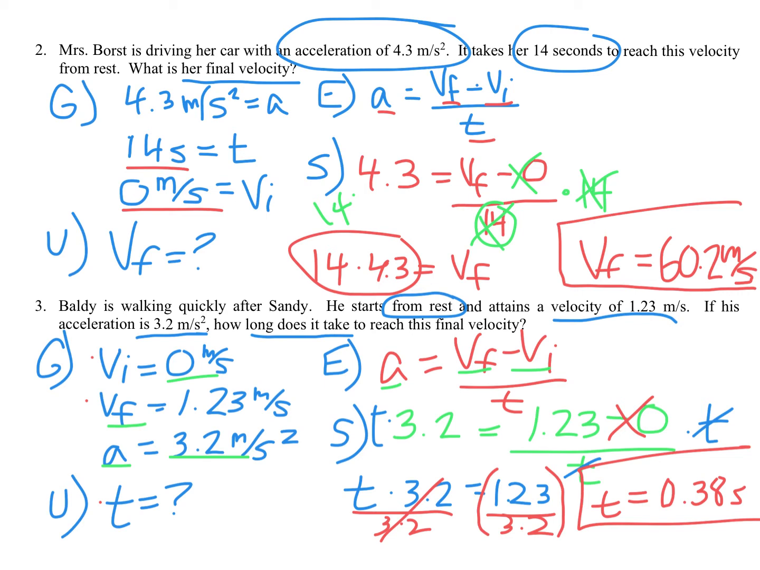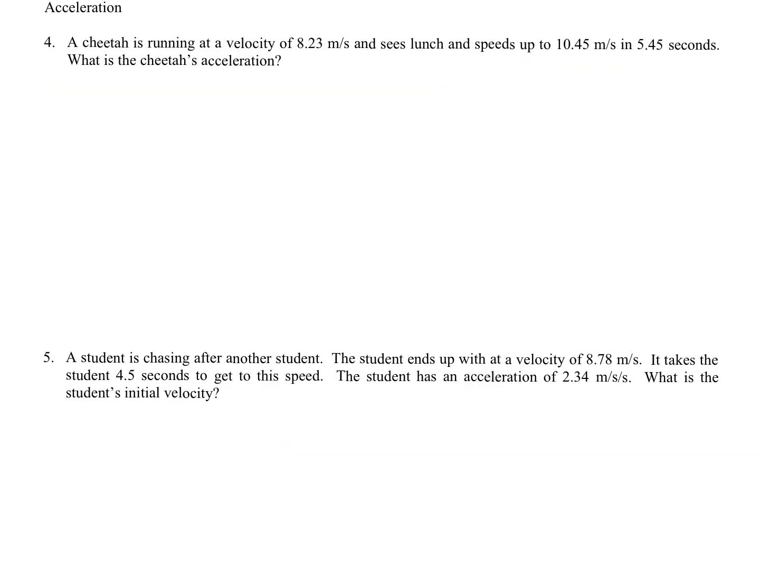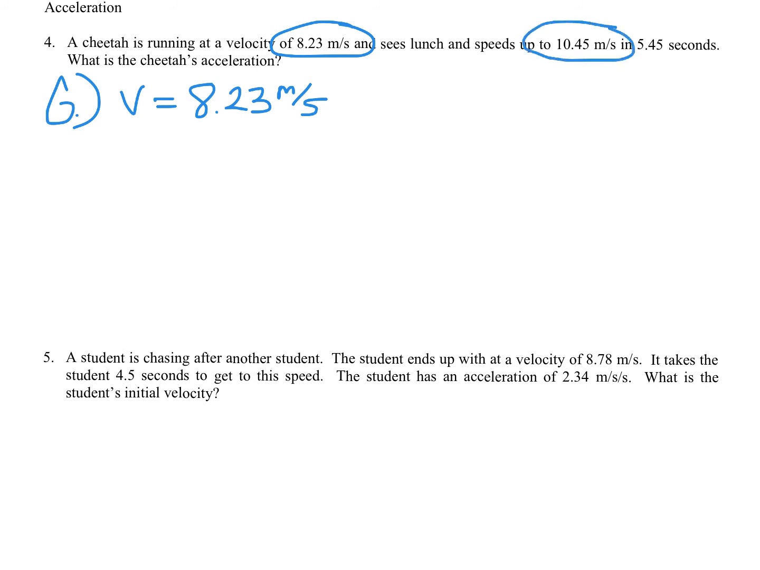The way to go. Rocking out number 4, a cheetah is running at a velocity of 8.23 meters per second. All right, so that is a velocity. I honestly don't know from reading so far if that's my starting velocity or my final velocity. But that's okay, I can add that in once I figure it out, but I know it's a velocity. So the cheetah's running, sees lunch, and speeds up to 10.45 meters per second.